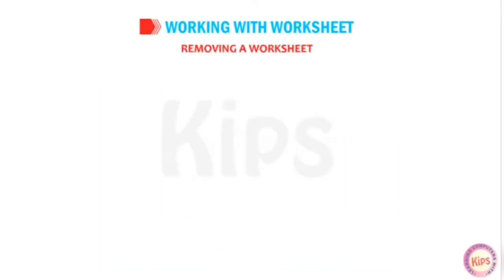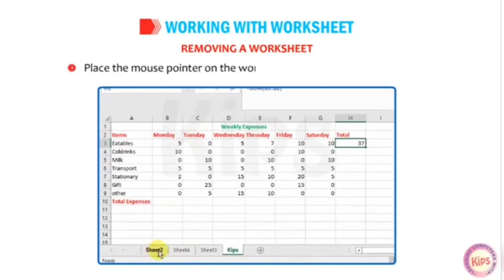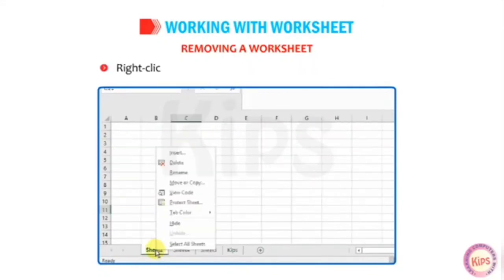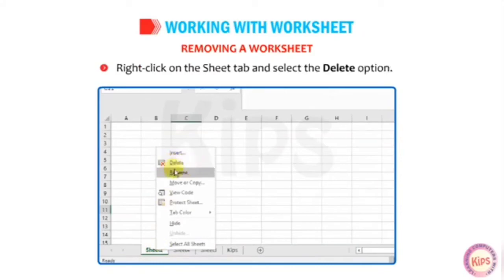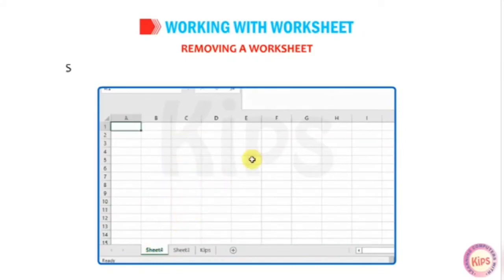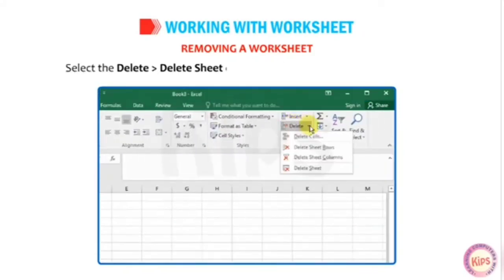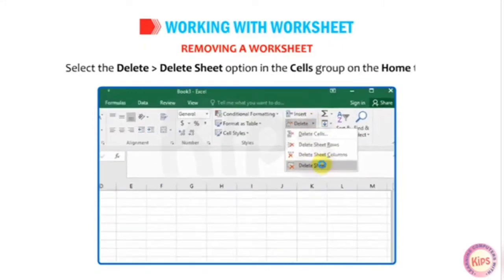Removing a worksheet, or you can say deleting a worksheet. Place the mouse pointer on the worksheet tab that you want to delete. Right-click on the sheet tab and select the Delete option. Or select Delete, then Delete Sheet option in the Cells group on the Home tab.